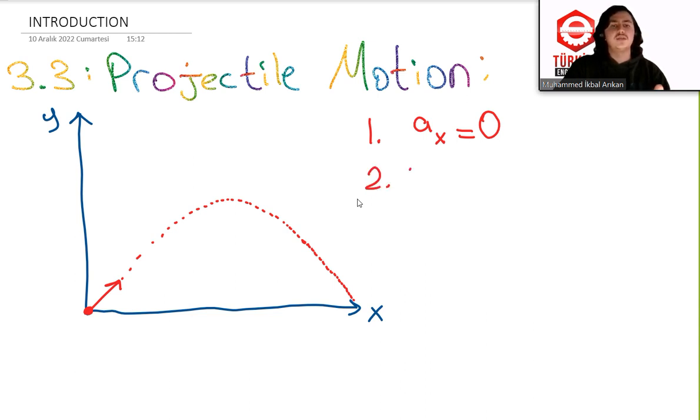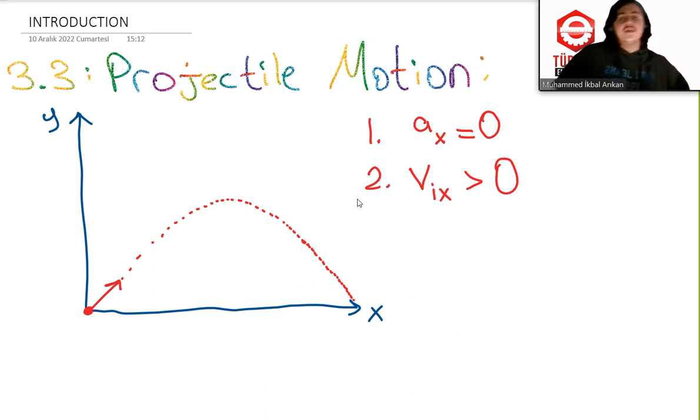What about the second rule? The initial velocity in x must be bigger than 0. Why? If you are throwing something and you don't have any initial velocity in the x-axis, that means you must throw it straight up or straight down. So you will have only initial velocity in the y-axis, because your initial velocity in the x-axis is 0. In this case, that is named free fall, and it is not projectile motion.